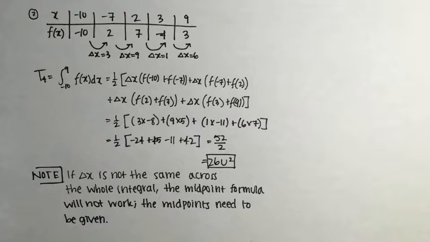However, given a table with unequal x values, you would have to multiply delta x to each term using the area of a trapezoid. For example, find the area using trapezoids. T sub 4, the integral of f of x dx from negative 10 to 9, equals 1/2 times the quantity delta x of f of negative 10 plus f of negative 7 plus delta x of f of negative 7 plus f of 2 plus delta x of f of 2 plus f of 3 plus delta x of f of 3 plus f of 9. This equals 26 units squared. Note that unequal x values will not work for the midpoint formula. The points need to be given to you in a table or on a graph.